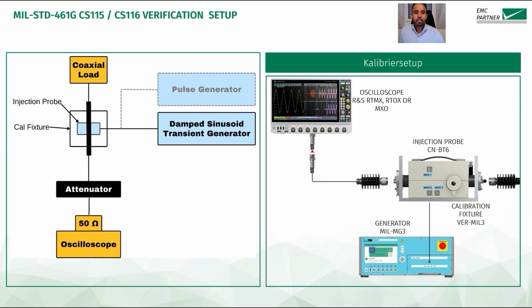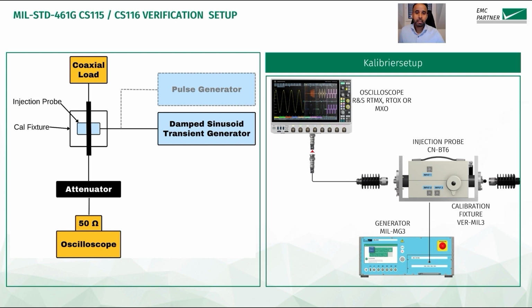So here you see the test setup for both CS115 and CS116. The test setups are straightforward and quite simple. Both calibration setups are similar. The injection probe is placed in the calibration jig. The 20 dB attenuators are connected to the jig on both sides.